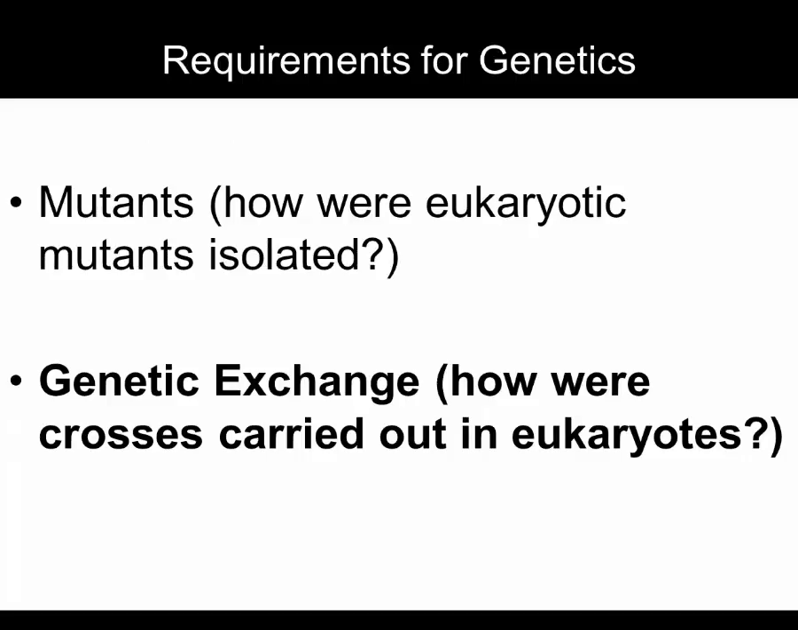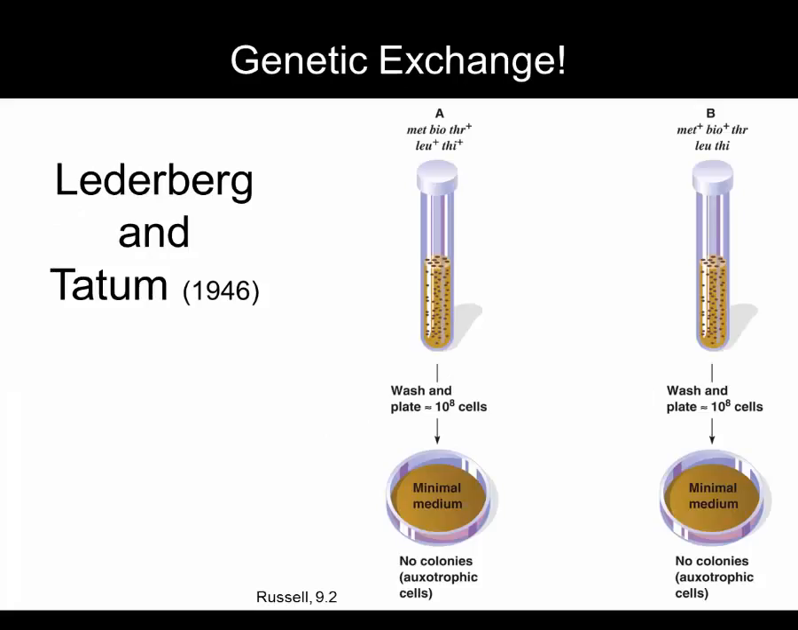So we certainly have ways to identify and isolate mutants, but what about the other thing we need for genetics? The ability to exchange genetic material. In eukaryotes, we accomplish this through mating, but bacteria reproduce asexually. So how can we do genetic exchange with them? This problem was first addressed by Joshua Lederberg and Edward Tatum in 1946.